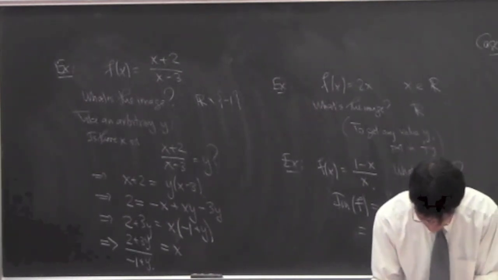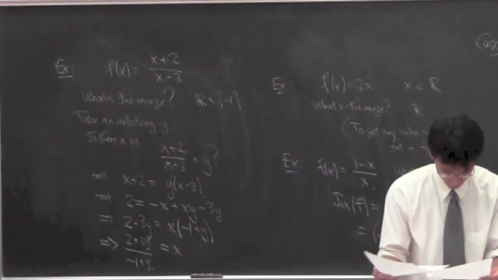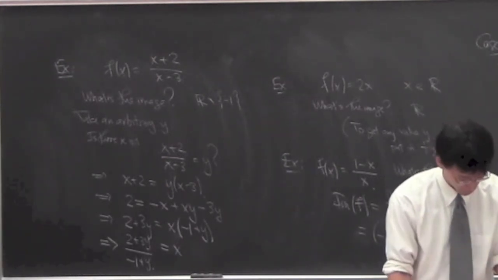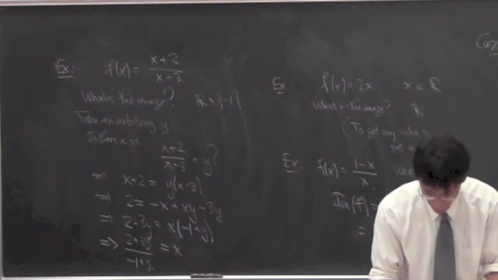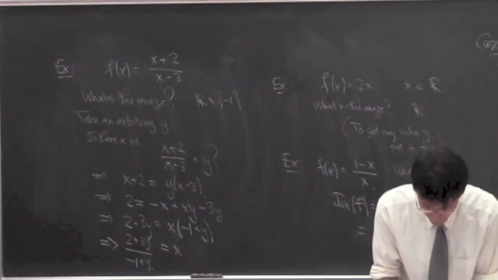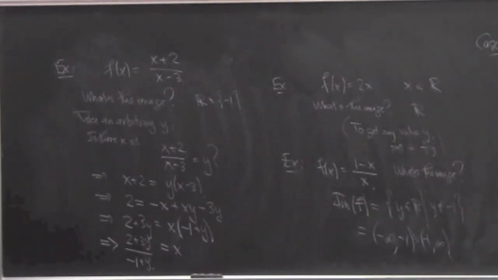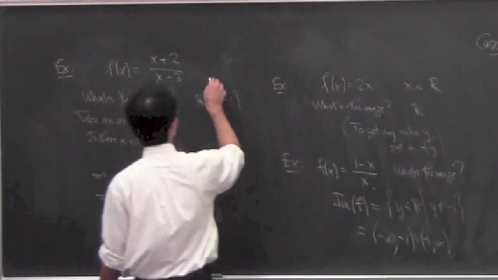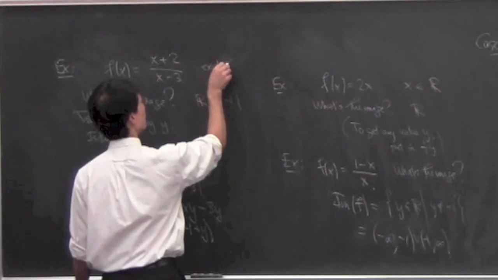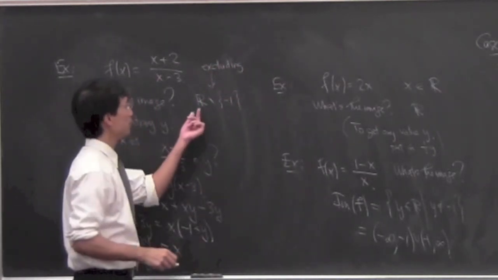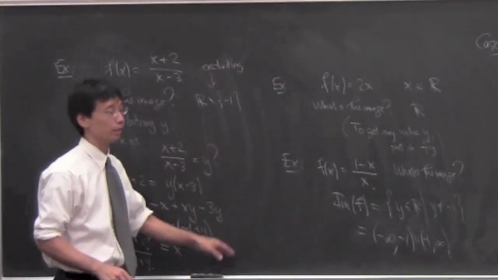Okay. That's about it for this section, actually. So the image is R excluding that one value.